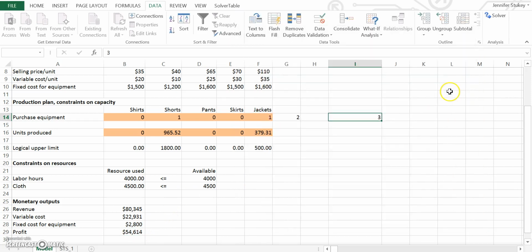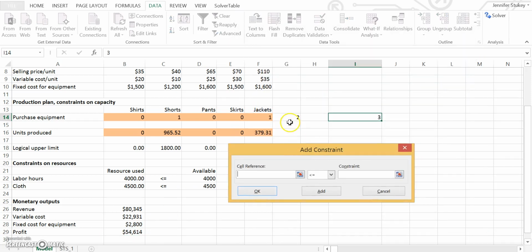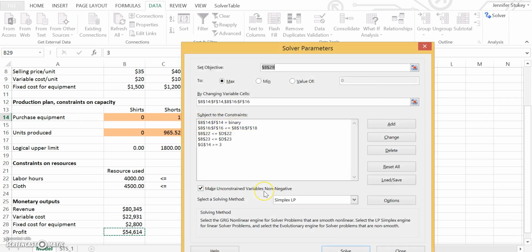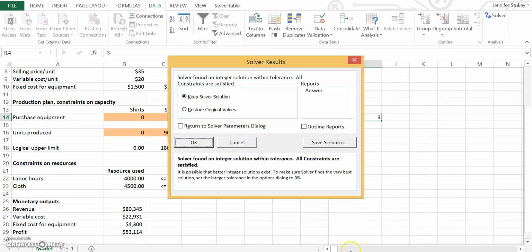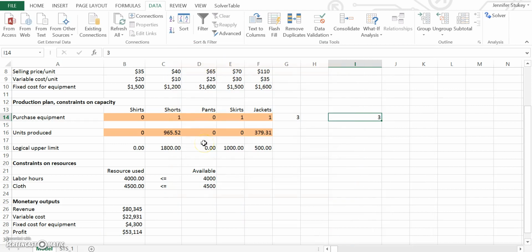All right, and then I'm going to add a constraint that G14 has to be greater than or equal to 3. Whether you pick greater than or equal would depend on whether your manager wanted exactly 3 or at least 3. All right, and so you see that we actually make less money in this scenario. And remember that anytime you add constraints, you can never actually improve your model. It can stay the same, but it can never actually improve.